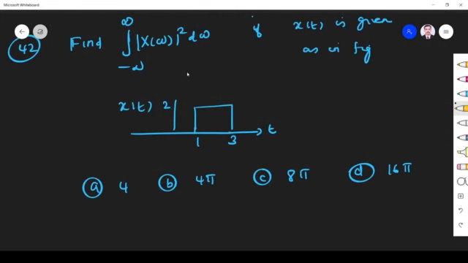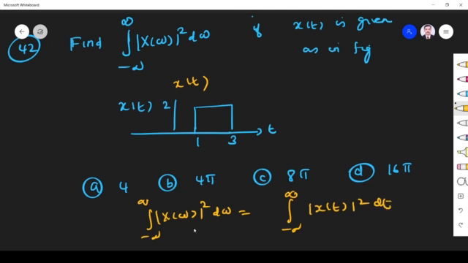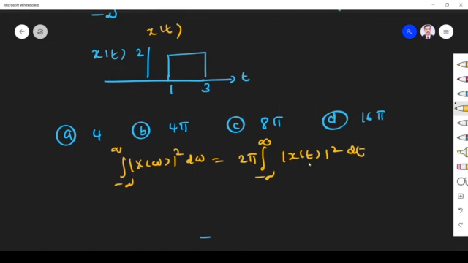Okay. Next question is to find the integral from minus infinity to plus infinity of mod X of omega whole square d omega, if x of t is given below. This is x of t. So what we have to find is the integral of mod X of omega whole square d omega. We know as per Parseval's theorem, the integral of mod x of t whole square dt is equal to 1 by 2 pi times the integral of mod X of omega whole square d omega. This 1 by 2 pi is what I need, so that 2 pi will come here. Okay. So now what I have to find is mod x of t squared. I have x of t only, so I draw x of t squared. So amplitude will be doubled. So 4. Sorry.